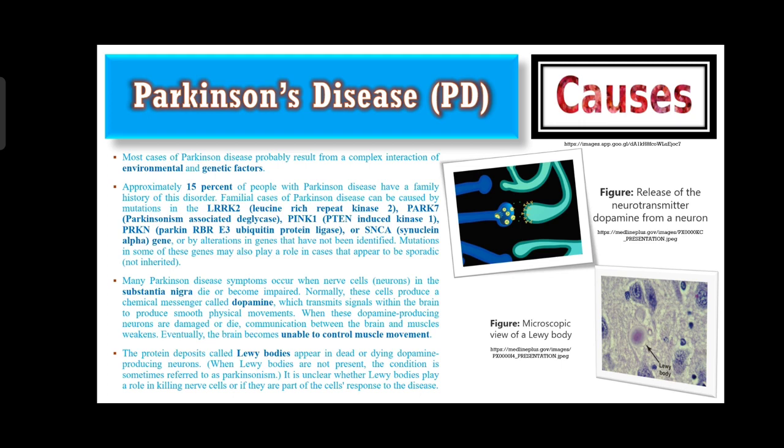Many Parkinson disease symptoms occur when nerve cells in the substantia nigra die or become impaired. Normally these cells produce a chemical messenger, or neurotransmitter, called dopamine, which transmits signals within the brain to produce smooth physical movement. When these dopamine producing neurons are damaged or die, communication between the brain and muscle becomes weak. Eventually, the brain becomes unable to control muscle movement. Protein deposits called Lewy bodies appear in dead or dying dopamine producing neurons. When these Lewy bodies are not present, the condition is sometimes referred to as Parkinsonism. It is unclear whether Lewy bodies play a role in killing nerve cells or if they are part of the cell's response to the disease.